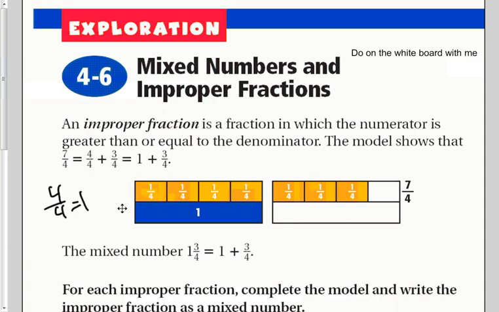So we're going to go ahead and draw two candy bars, split them into fourths, and then we'll color 7 of them. So you can see we have 4 here and then 3 left over here. If we want to change that to a mixed number, we want to know how many whole candy bars do I have and then what's left over. Well, you can see that 4/4 makes one whole candy bar, and then we have 3 more fourths over here. So our mixed number is 1 3/4, or 1 plus the 3/4 over here.